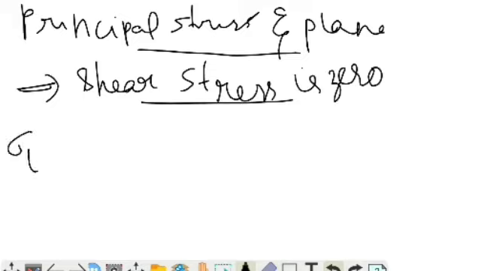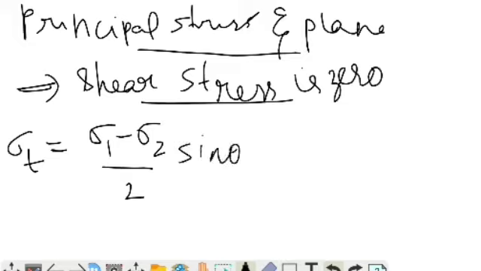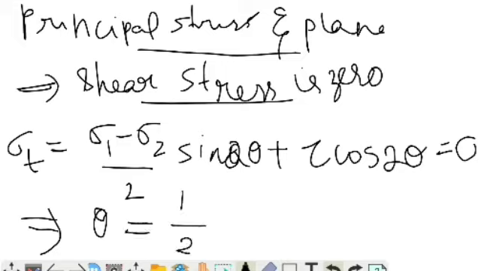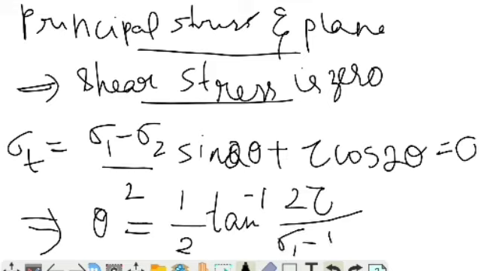That is, we know sigma t is given by sigma 1 minus sigma 2 by 2 sine 2 theta plus tau cos 2 theta. So this is equal to 0, which implies that theta is nothing but 1 by 2 tan inverse of 2 tau by sigma 1 minus sigma 2.